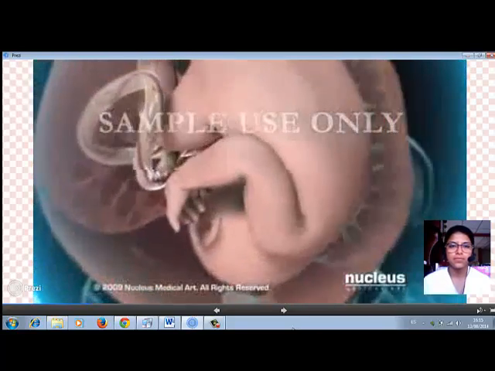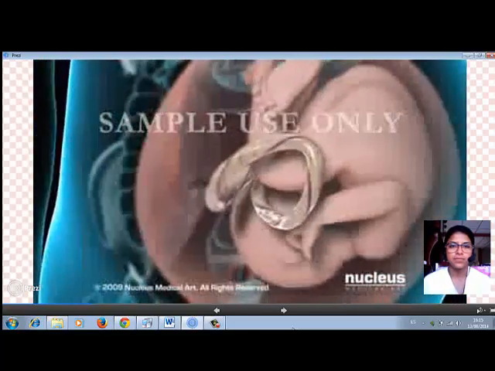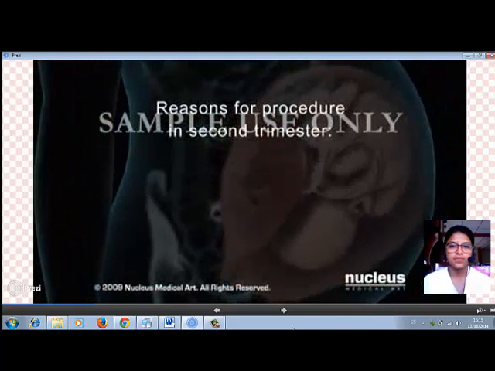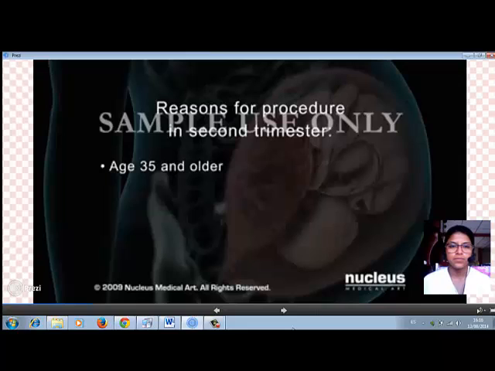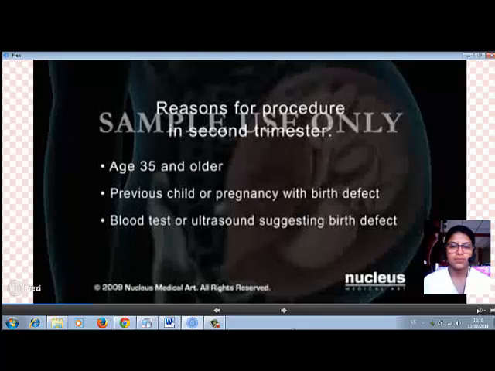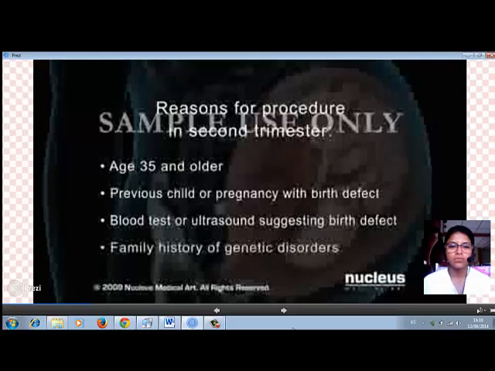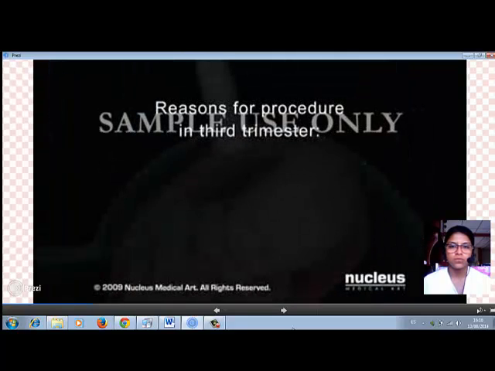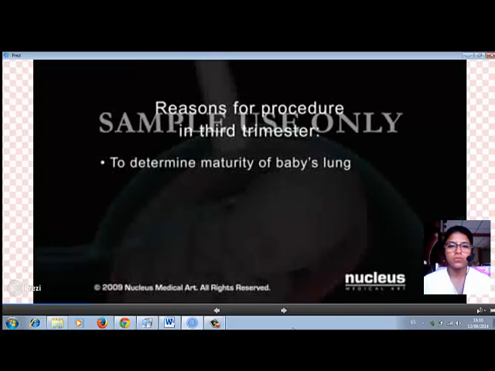Amniocentesis is usually done in the second trimester of pregnancy, at 15 to 18 weeks. It is generally offered to women with certain risk factors: age 35 or older, which increases the risk of chromosomal disorders such as Down syndrome; a previous child or pregnancy with a birth defect; a blood test or ultrasound suggesting a birth defect such as Down syndrome or neural tube defects; or a family history of genetic disorders such as cystic fibrosis.